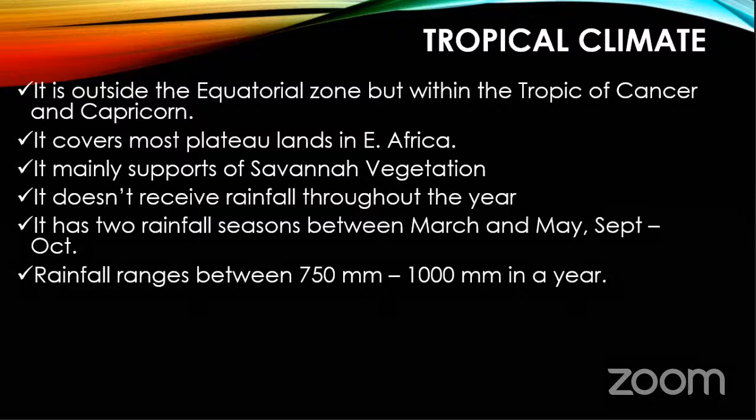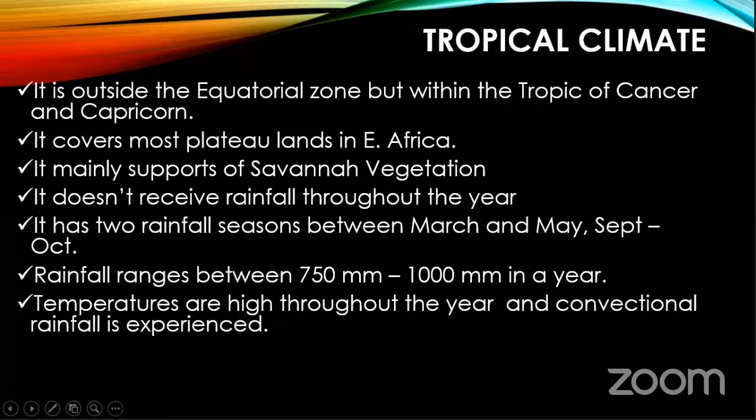Then the rainfall ranges between 750 millimeters and 1,000 millimeters in a year. The amount of rainfall is slightly smaller than that of the equatorial climate. So those are the key things that you need to look at when you are describing any climatic region. You have to look at the amount of rainfall it receives and the temperatures. That will help you to describe it very well.